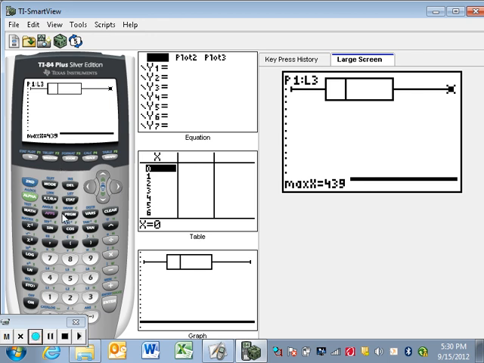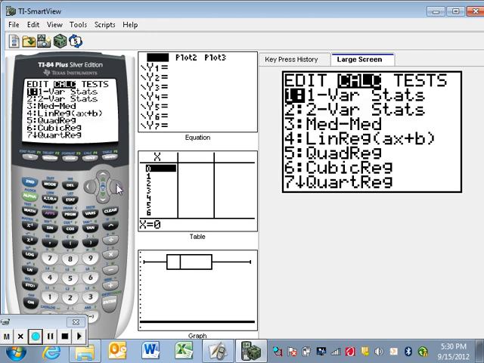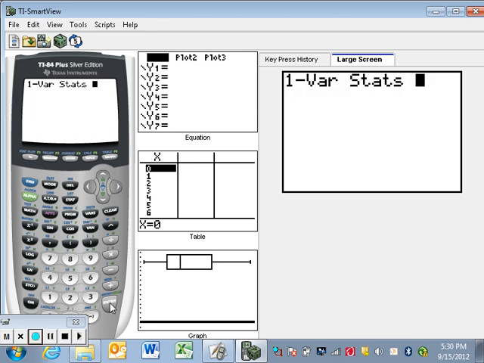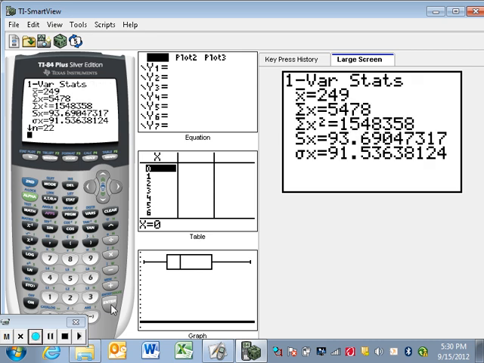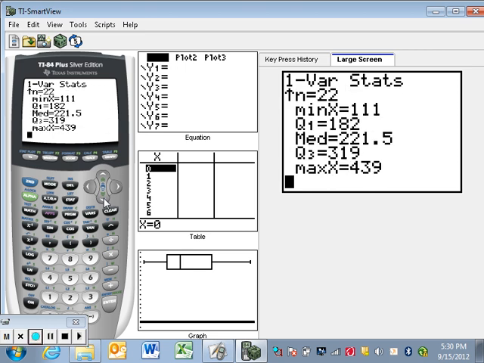So let's go back to Stat, Calculate, first variable statistics again, and now I have all my information in List 3. Here's another way to check your work. If you get all this information and you scroll down, the 5-number summary is given to you. So you have your n is 22 numbers. There's my minimum, my 182, the 221.5, the 319, and the 439. So the calculator does this for you in the first variable statistics as well.